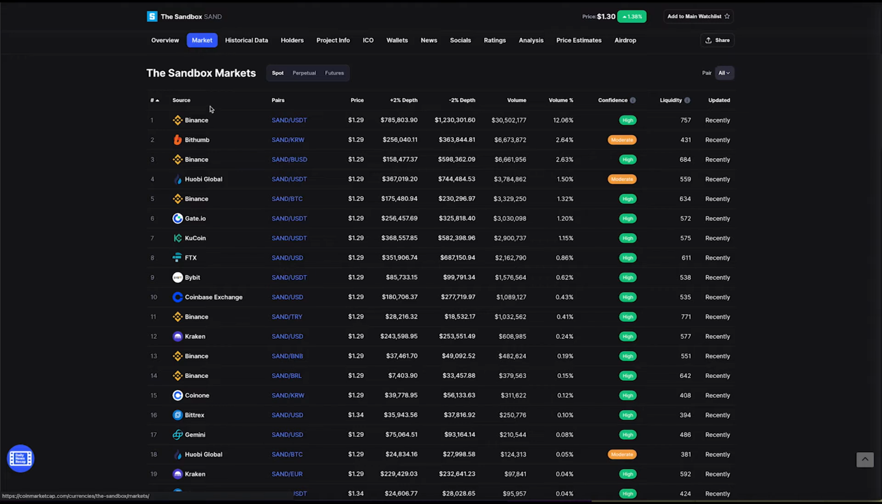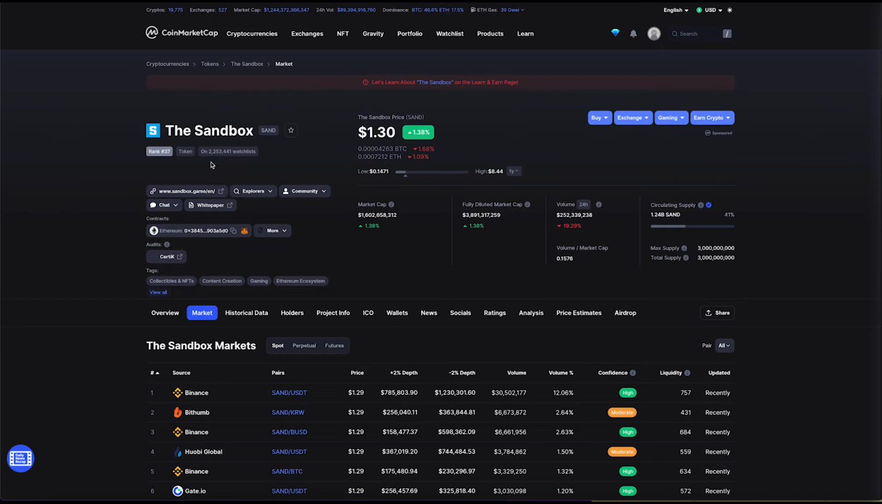If you want to know how you can get some Sandbox for yourself, you want to hold some through the bear market, before we look at the price chart to know how long it will take you to get to $20, if you can possibly get to $20. Guys, if you want to get some, you can get some on Coinbase, on Bybit, on FTX, KuCoin, Huobi Global, Bitrue, and anywhere you get your favorite altcoins. It's a pretty popular altcoin. You can see right here that over 2 million people have it on their watch list.